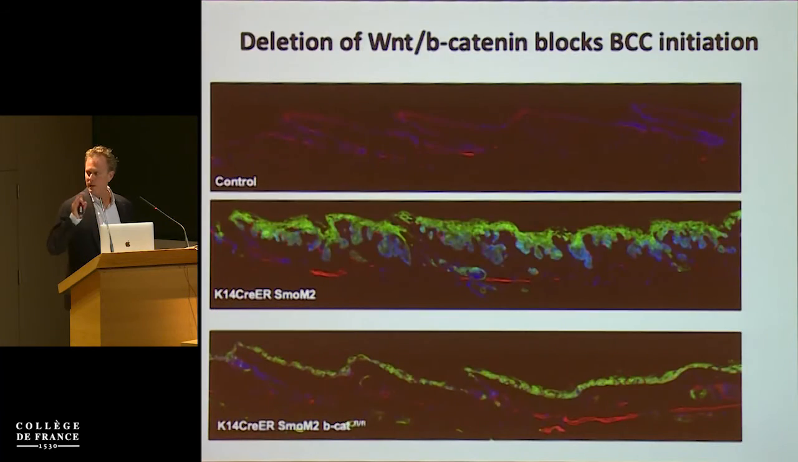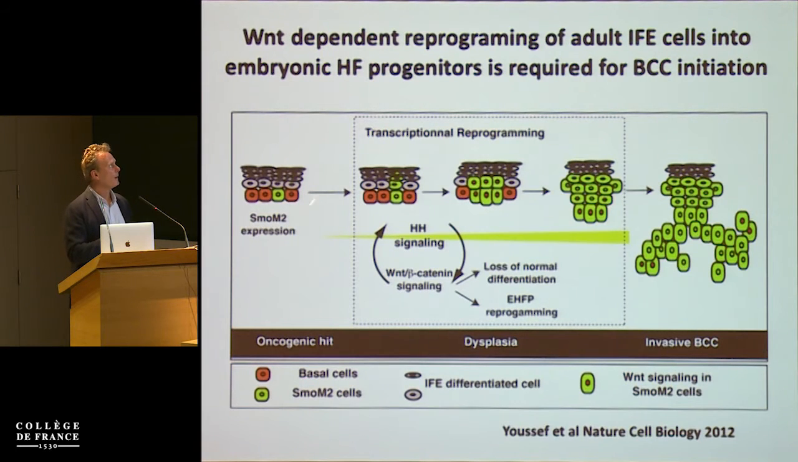And when you remove beta-catenin, which is essential for the Wnt pathway, you completely prevent tumor initiation, and you completely prevent the embryonic reprogramming. So the message here is that the change in identity mediated by hedgehog signaling uses a non-mutated activation of the Wnt beta-catenin signaling pathway, which concurs to block the normal differentiation and leads to the embryonic reprogramming before progressing into this tumor.